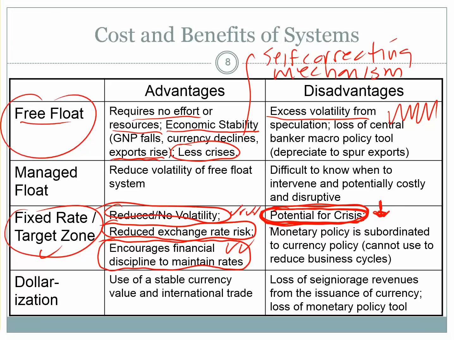Also, in a fixed rate system, a lot of resources have to be dedicated to maintain the exchange rate, and those resources might be better allocated to, say, fight business cycles.